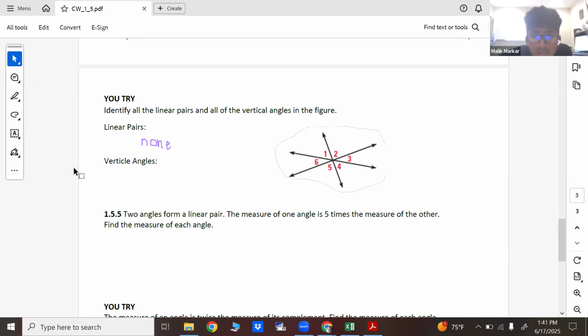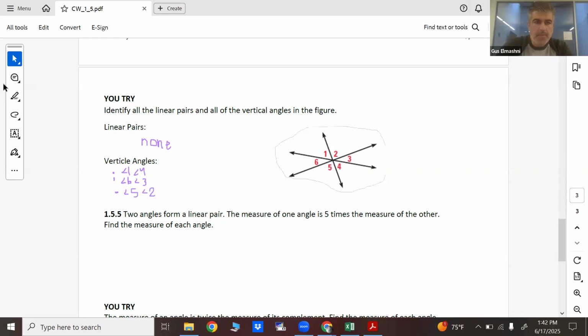Then one, angle four, angle six, angle three, and then okay. Yep. Okay, good.